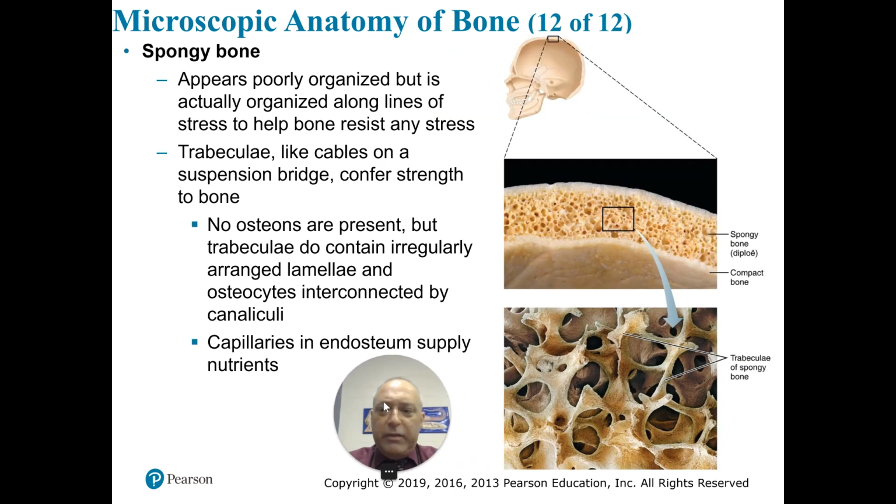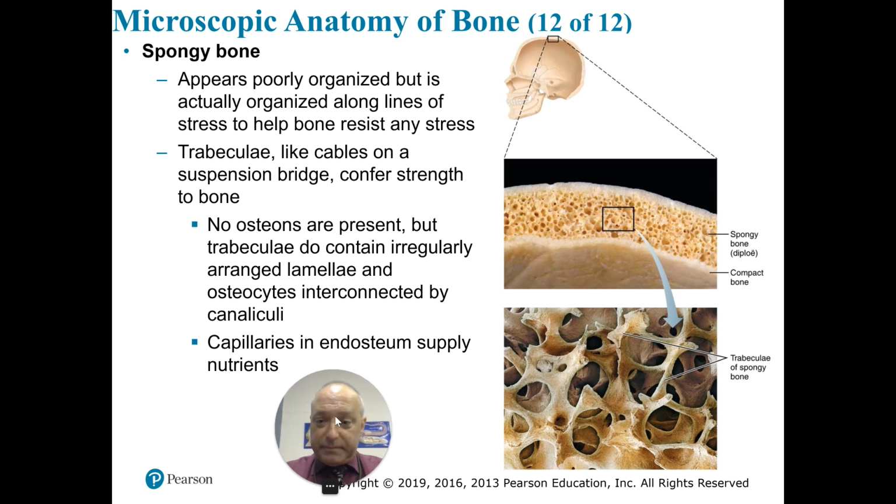All right, just a little bit on spongy bone. It appears poorly organized, but it's actually organized on lines that reduce stress. There are trabeculae, like cables on a suspension bridge, which confer strength. So the spongy bone has no osteons, but the trabeculae do contain irregularly arranged lamellae and osteocytes interconnected by canaliculi. There are capillaries in the endosteum that supply the nutrients.